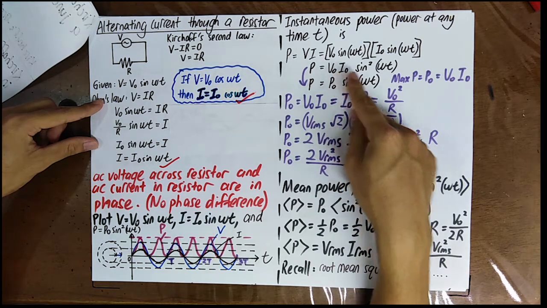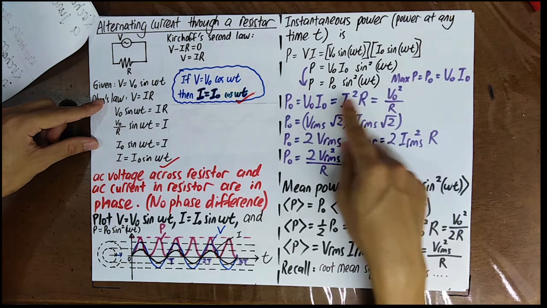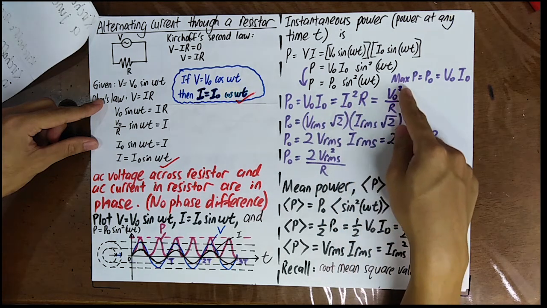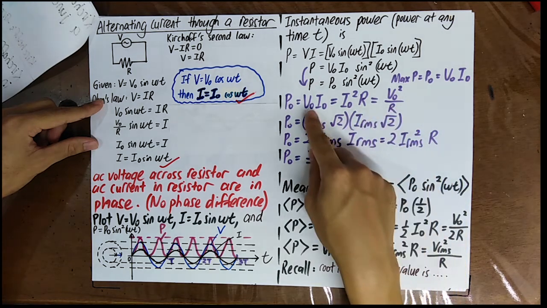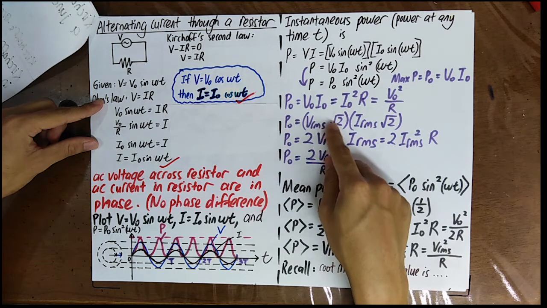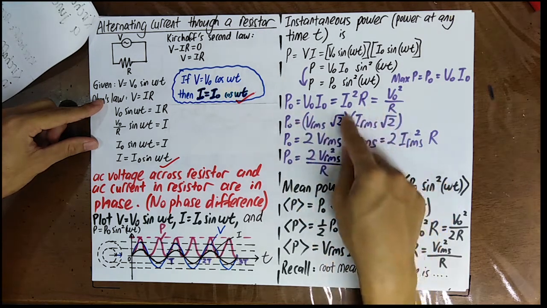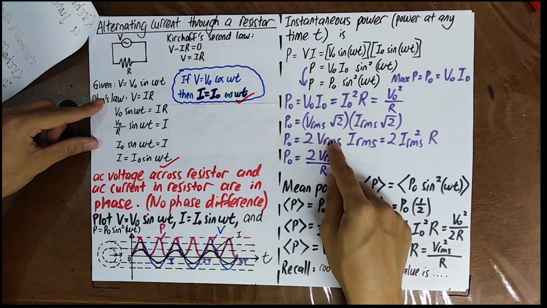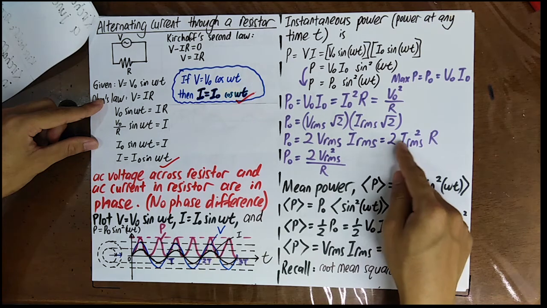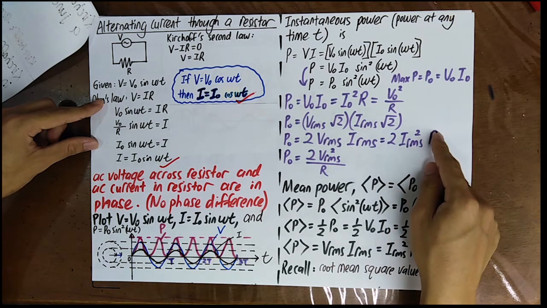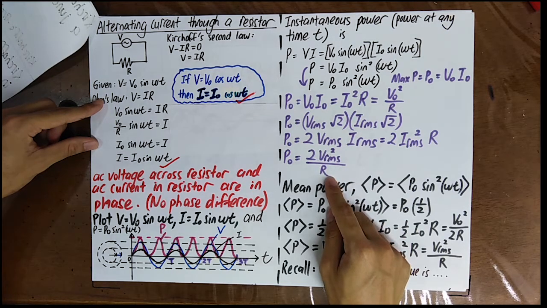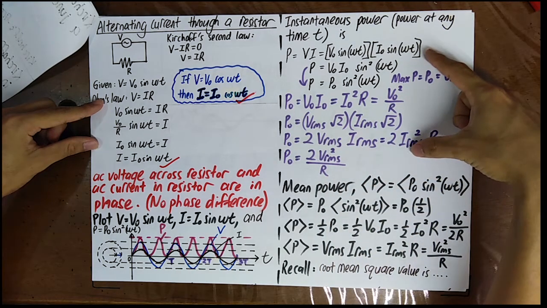That means that the maximum power is equal to V0 I0, which is equal to I0 square R, which is equal to V0 square over R. You still remember that Vrms equals V0 divided by square root 2? You substitute that formula inside. Then you can get P0 equals 2 Vrms Irms, equals 2 Irms square R, equals 2 Vrms square over R. This is the instantaneous power.